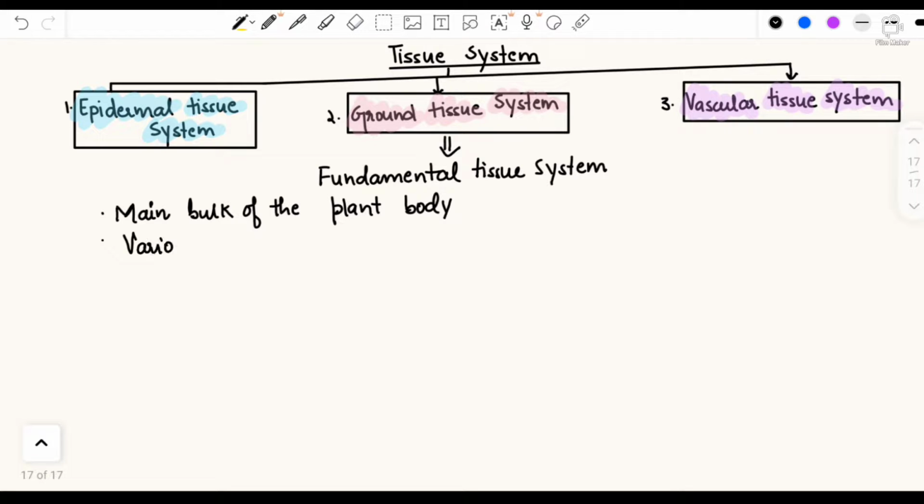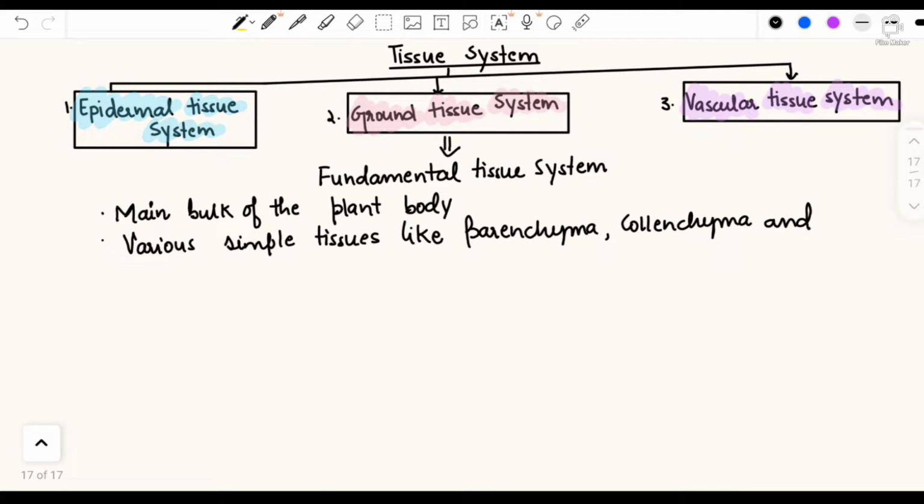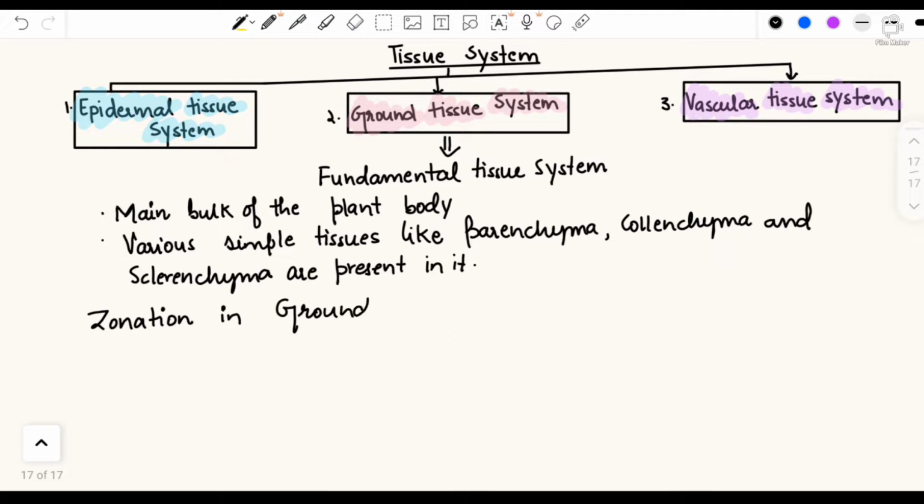Why is it the fundamental tissue system? Because this ground tissue is the main bulk of the plant body. The maximum cells are present in ground tissue system, which comprises of parenchyma, collenchyma and sclerenchyma. They are present in huge amount in ground tissue system. That's why it's the fundamental tissue system in plant body.